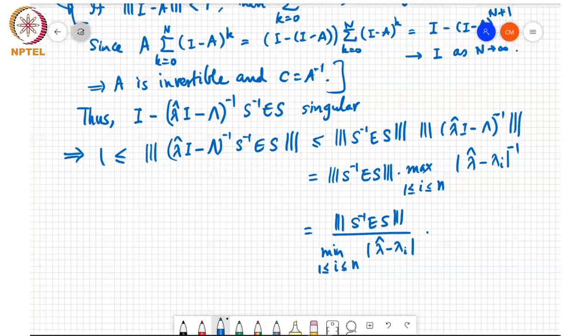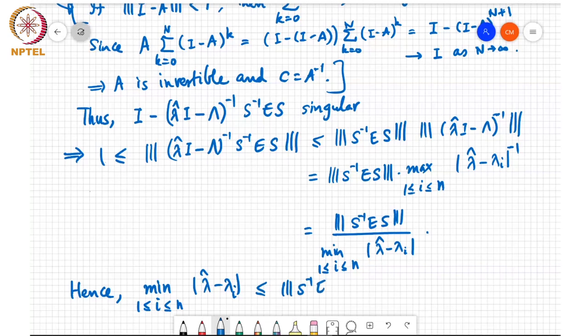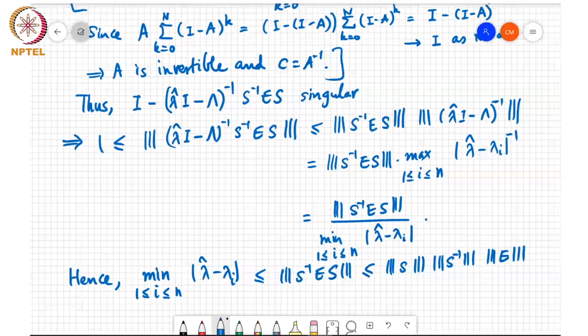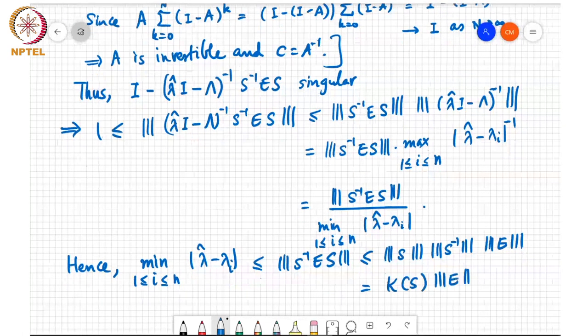So we have min over 1 ≤ i ≤ n of |λ̂ − λ_i|. I'm just taking this to the other side. So 1 over this, multiplied by this, gives me this, which is less than or equal to the norm of S⁻¹ES. Again, by submultiplicativity, this is at most the norm of S⁻¹ times the norm of E, which is actually equal to κ(S) times the norm of E, which is what we wanted to show.